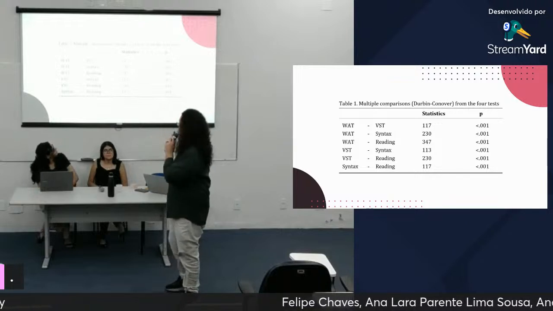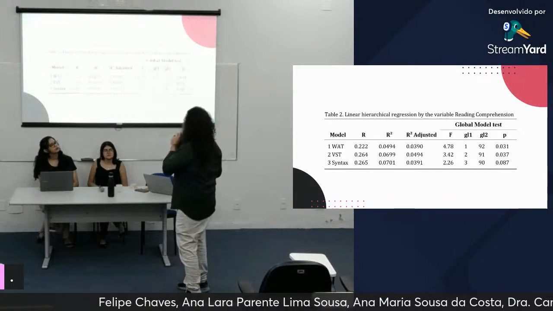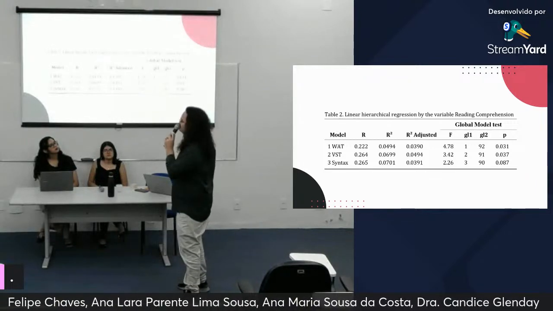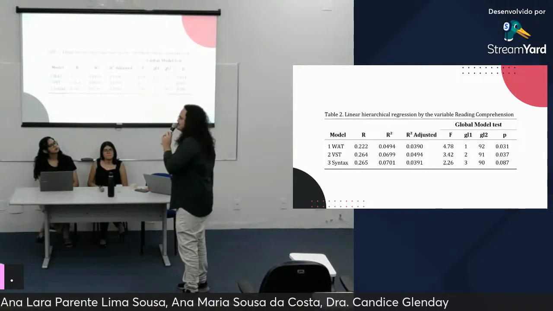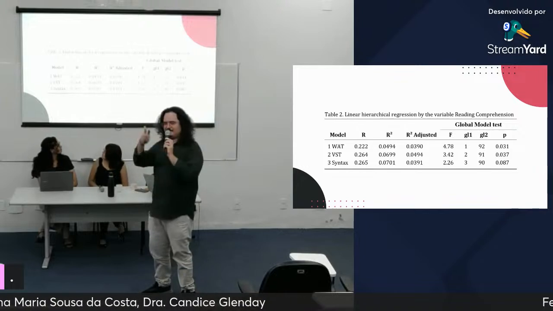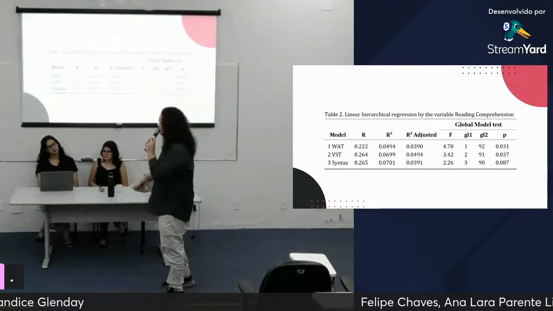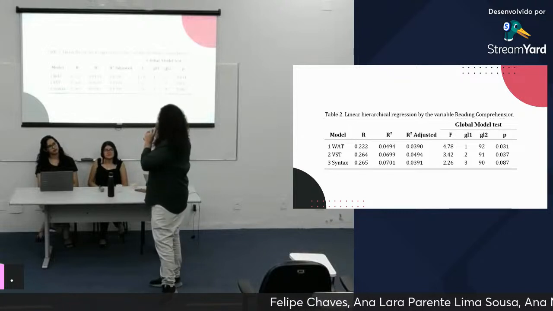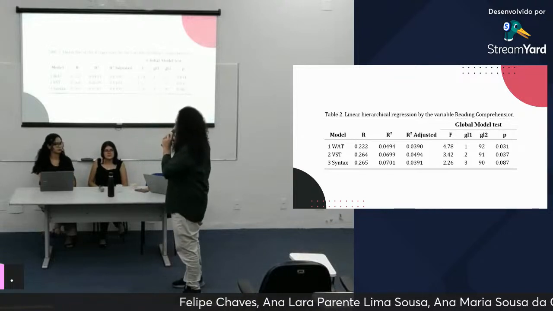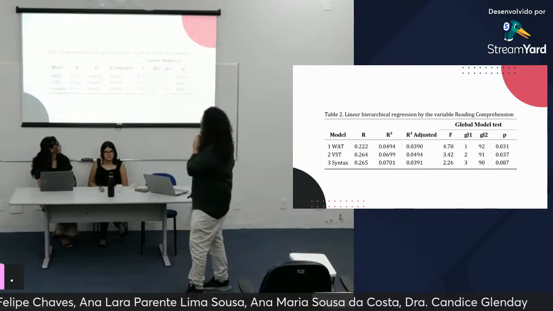0.001. We also have a table for the linear hierarchical regression by the variable reading comprehension compared to the global model tests. That's a lot of information. Basically, everything is okay. That's the important part to get. However, what is most important here is that little p-value right there.